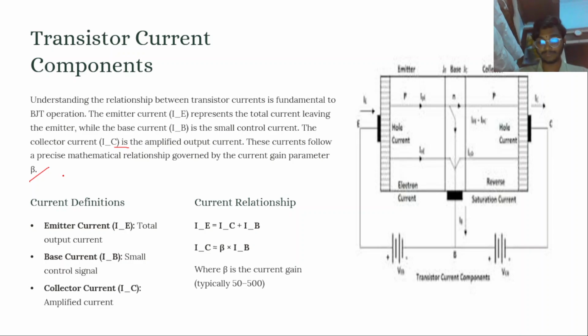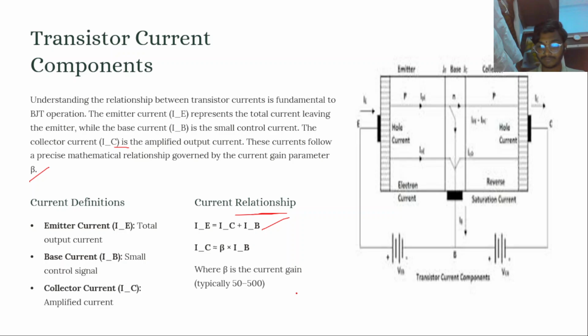First, emitter current. Emitter current enters through the emitter and the base current controls it. Next, collector current is the output current. The relationship between IE and IC is IE, the emitter current, is equal to IC, the collector current, plus IB, the base current. Now this is the current gain: IC, the collector current, is equal to beta times IB, where beta is the current gain. Similarly, the value can be 500.